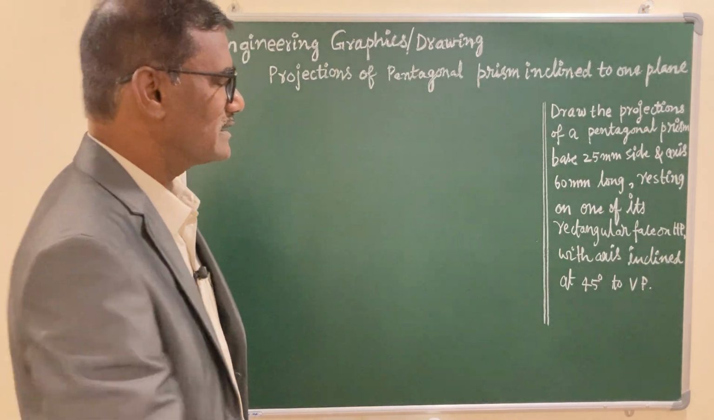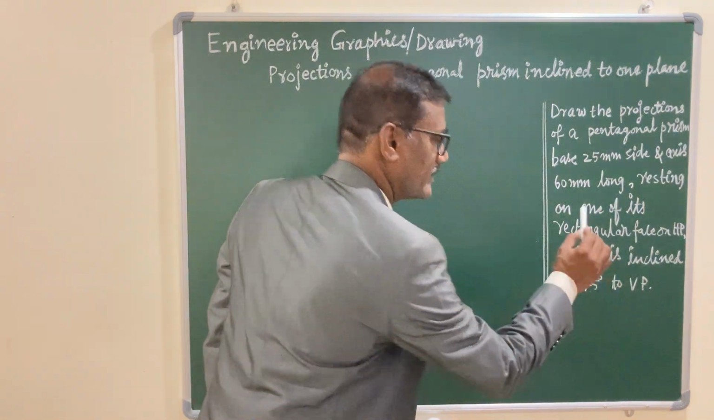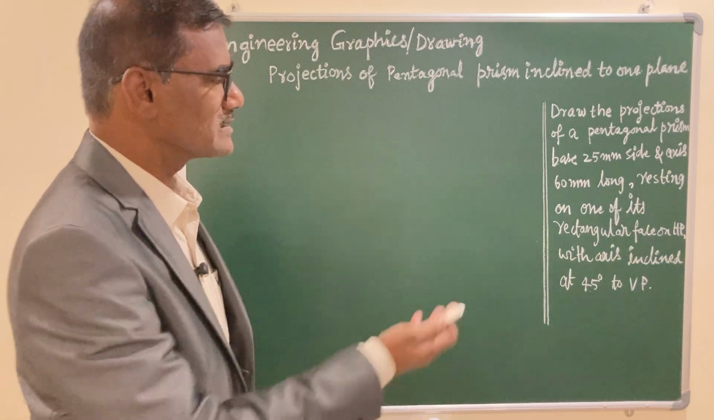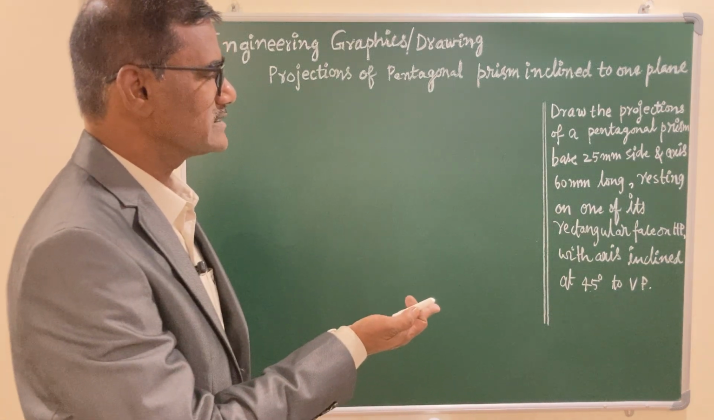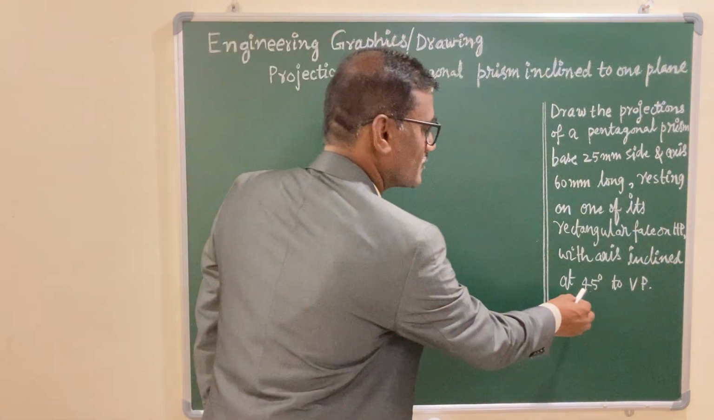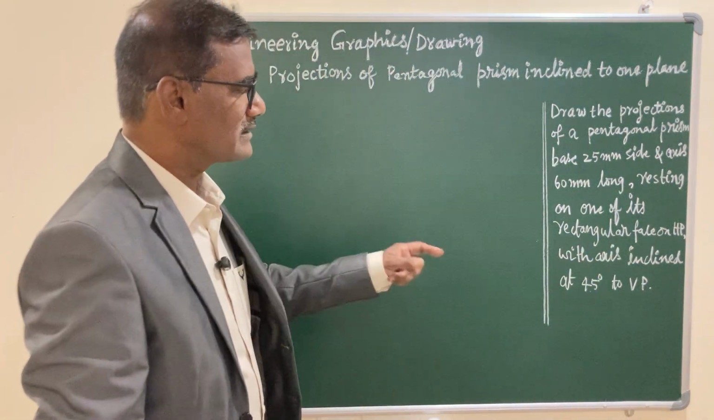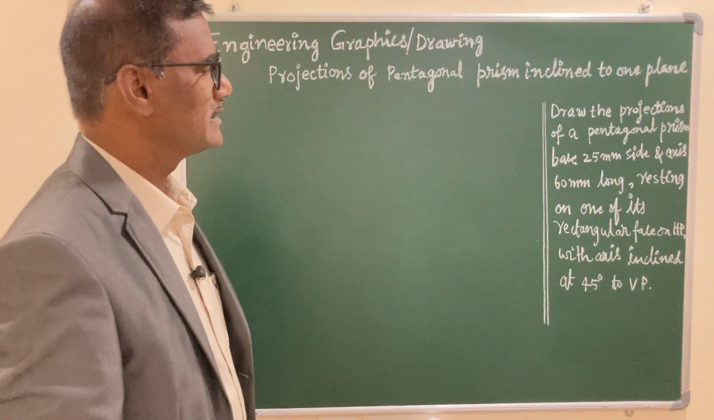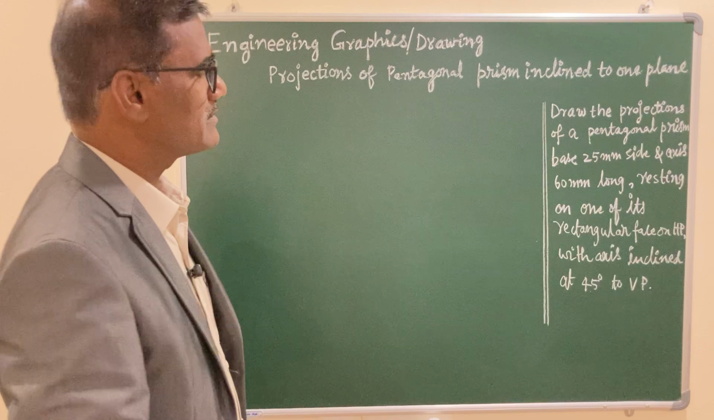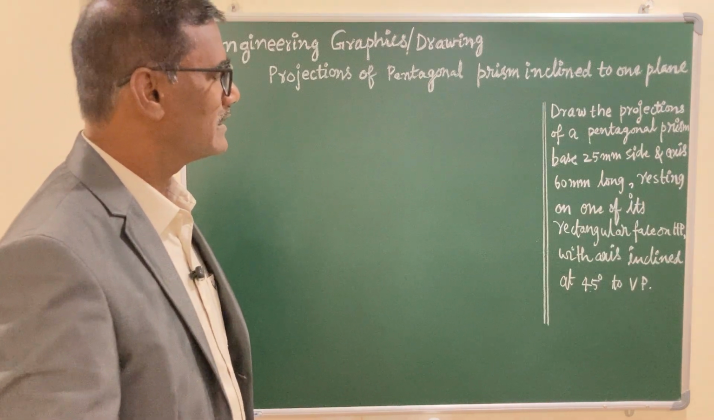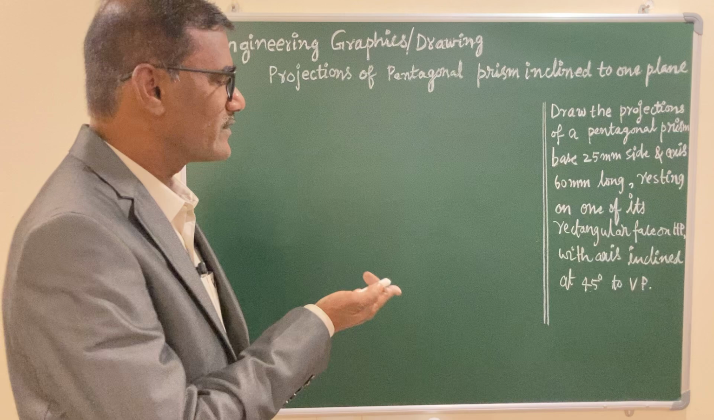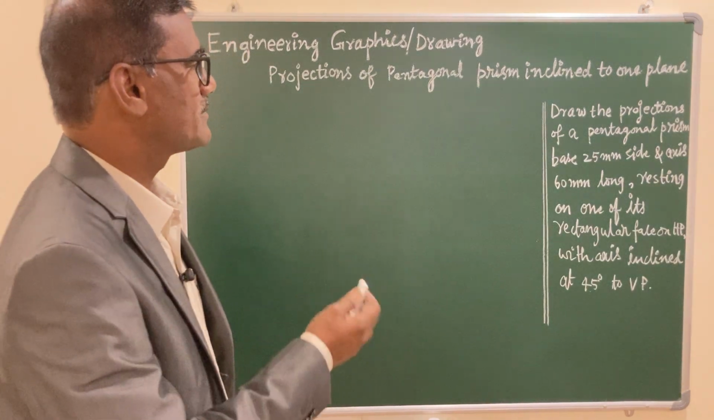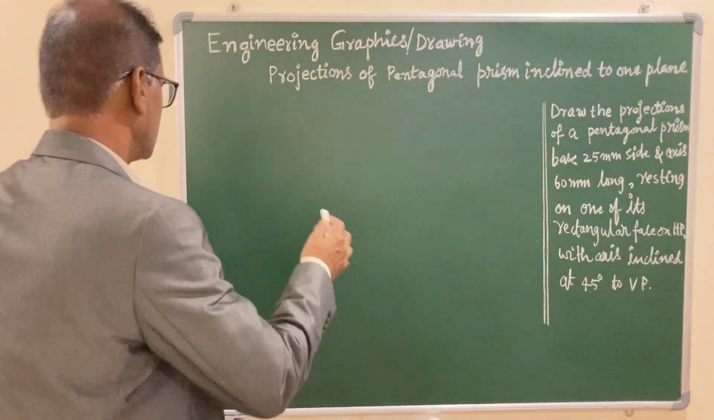Here you can see it is clearly mentioned that the axis is inclined to VP at an angle of 45. To see the end view, because the prism is resting on the rectangular face, you have to make it in the initial position, where the angle is 90. If it is 90, it means the axis is perpendicular to VP, and that rectangular face is resting on the horizontal plane HP. So to draw this problem, let us draw the reference line XY.